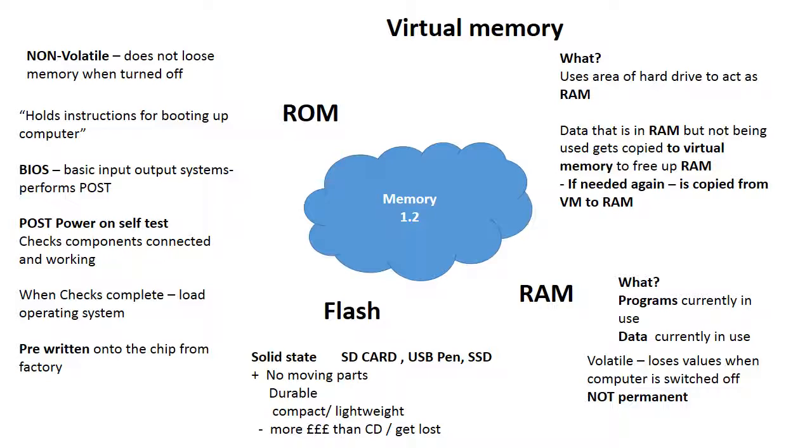The file gets copied from RAM into virtual memory, which is on the hard drive, and then RAM is freed up. And let's say I want to go back to use that program again. It gets copied out of virtual memory into RAM so it can be accessed. The key thing to remember is you can't directly access virtual memory. It has to be copied back into RAM.